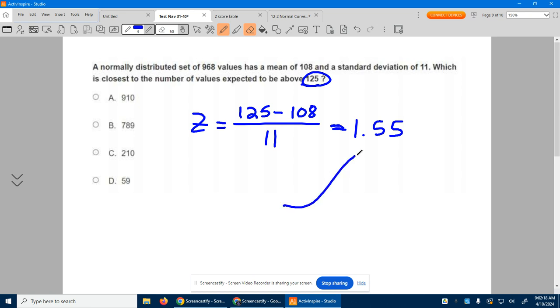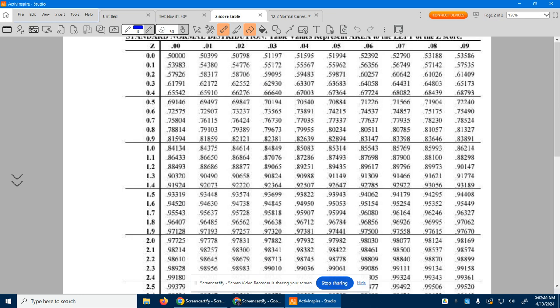So we need to figure out the value of 1.55. And what that's going to do is it's going to give us exactly how much is to the left of that curve. When I look up this number, 1.55, it's going to say, hey, 93 or whatever percent are to the left of the curve. Now, remember, we're interested in what's to the right. So let's look at what we have. We're looking up 1.55. So I go to the z-score table.